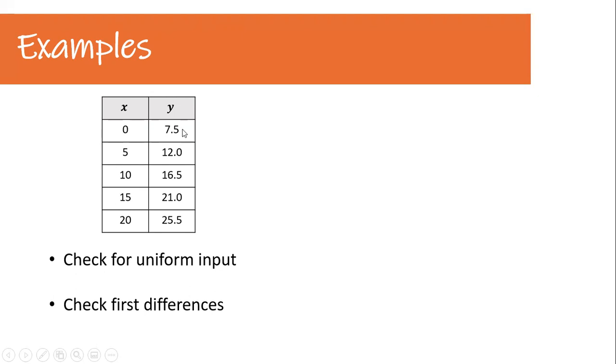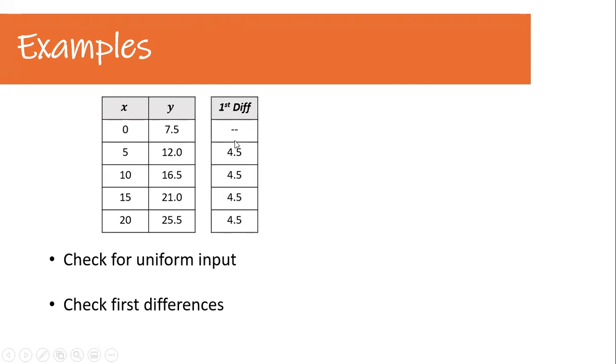Now, if we look at Y, we go from 7.5 to 12, which is going to be a 4.5 point increase, and then 12 to 16.5, which is a 4.5 increase. 16.5 to 21 is also 4.5, and 21 to 25.5 is also 4.5. Now, the first difference is always blank for the first observation because we don't have a previous value to compare it to. So it's these 4 that we're interested in. And as we noted, they're all equal to 4.5. Since this 4.5 stays constant, we say that we have an exact linear model to fit this data.